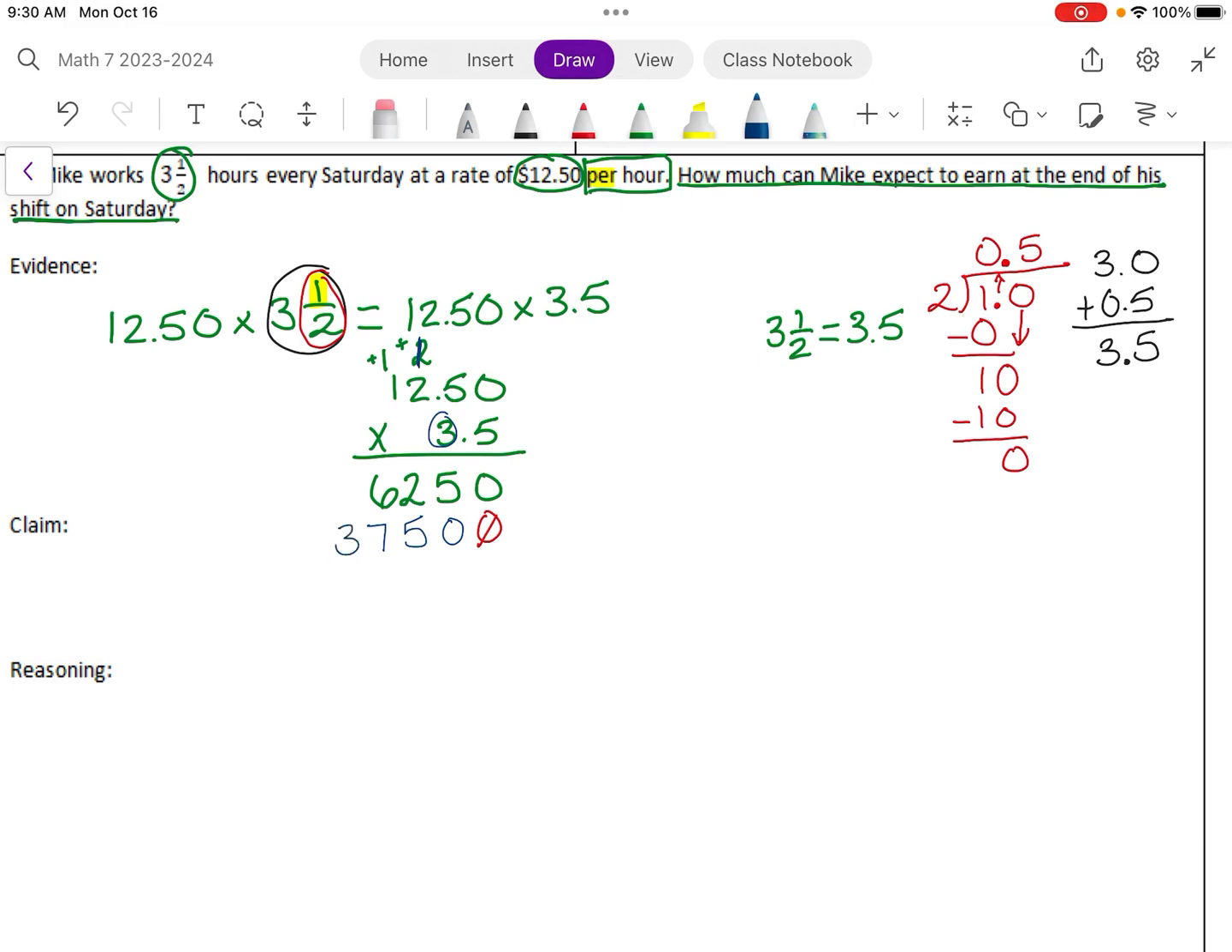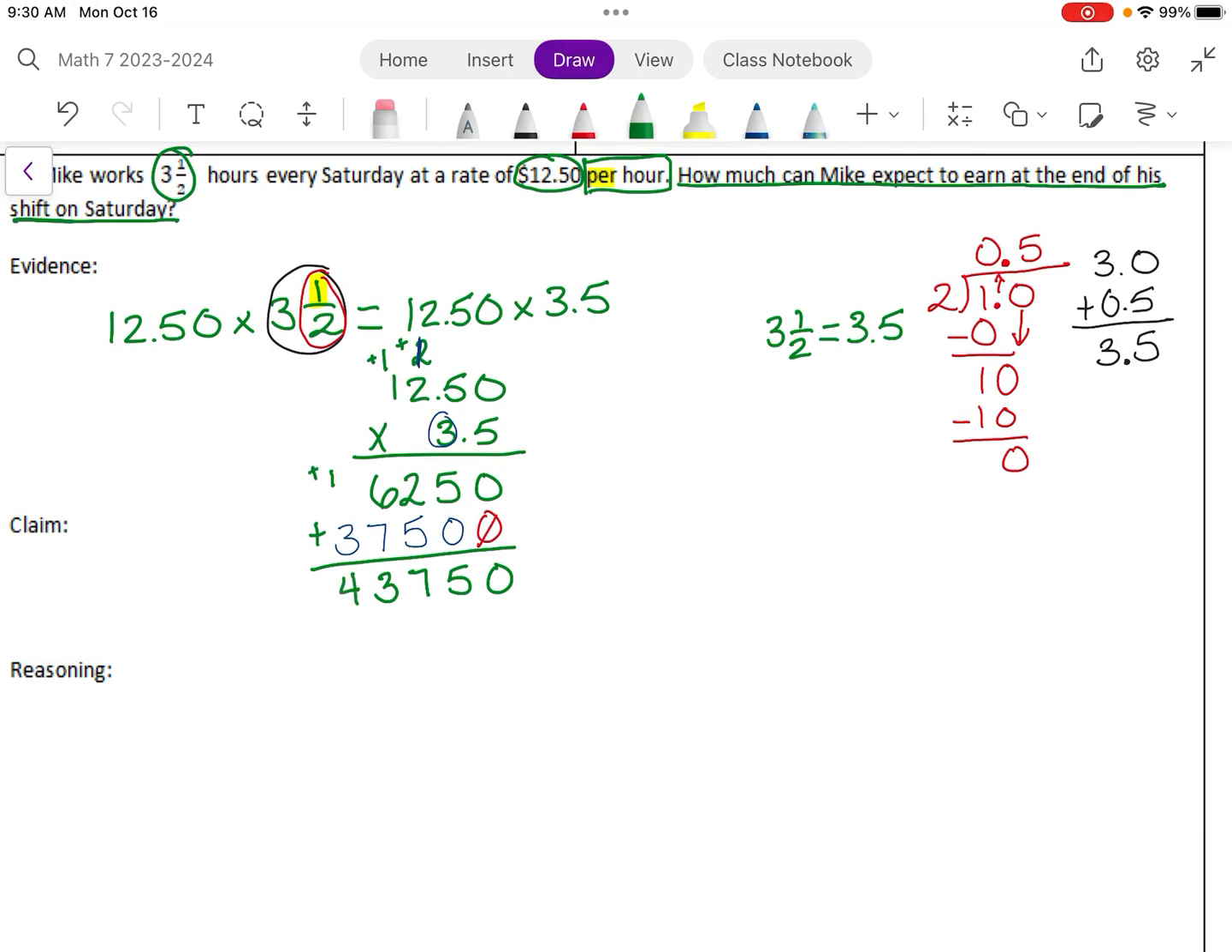Okay. So adding these together, I get 0 plus 0 is 0. 5 plus 0 is 5. 2 plus 5 is 7. 6 plus 7 is 13. So bring down the 3. Bring up the 1. 3 plus 1 is 4.